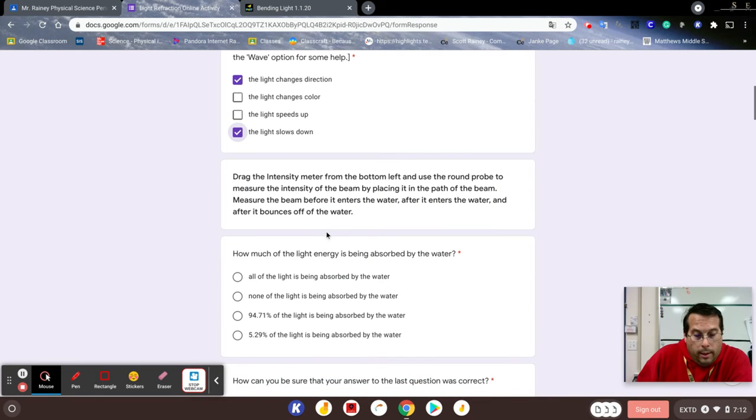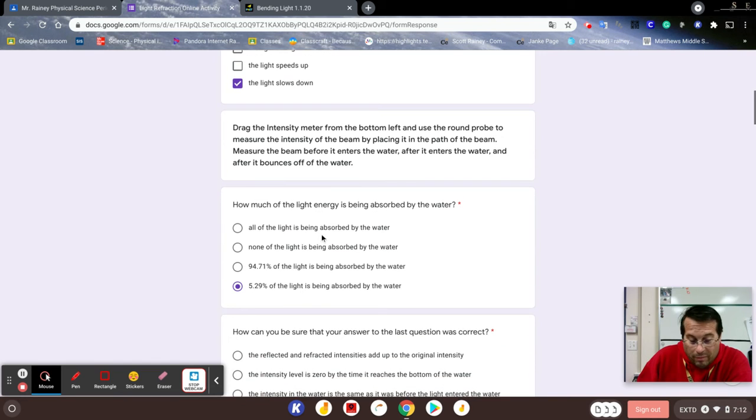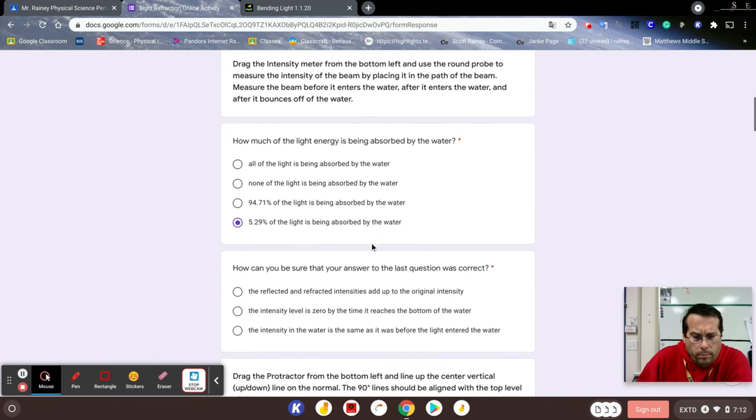So what is happening? Is all of the light absorbed by the water? None of the light is absorbed by the water? 94.71% of the light is transmitted into the water, and 5.29% of the light is reflected. And what we're missing is that 5.29%. That's the difference between 100% and 94.71%. So what's happening is as it enters the water, because it's slowing down, some of that is being reflected.